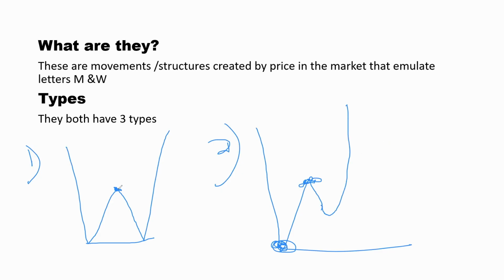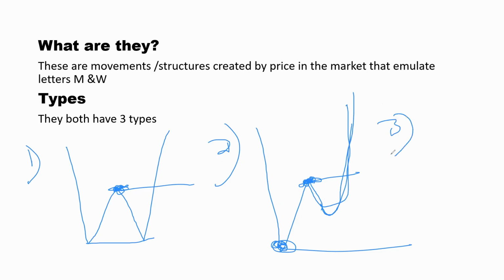I just want you guys to be keen on how I'm drawing these things. Are you seeing this? There's a turning point in the middle, which is what we call the neckline, that I am making sure the price crosses, right? This price movement crosses. And that's how a valid M or W should be. But we're going to get into that shortly.